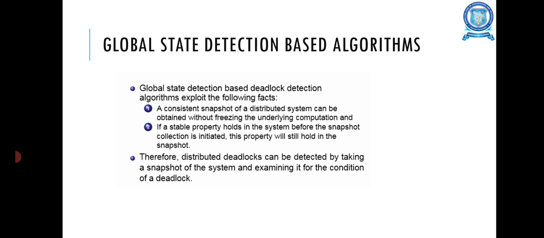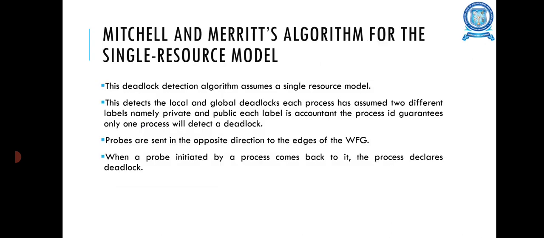The fourth one is the global state detection based algorithm. Global state detection based deadlock detection algorithms exploit the following facts. A consistent snapshot of the distributed system can be obtained without freezing the underlying computation, and if a stable property holds in the system before the snapshot collection is initiated, this property will still hold in the snapshot. Therefore, distributed deadlock can be detected by taking a snapshot of the system and examining it for a condition of a deadlock.